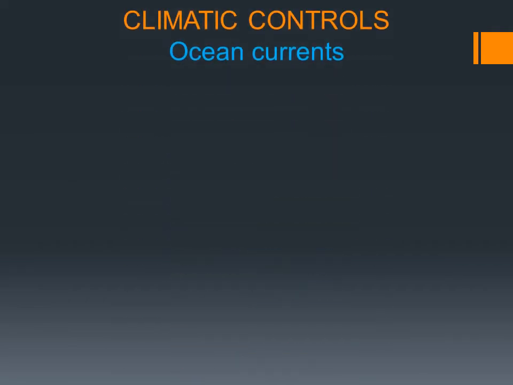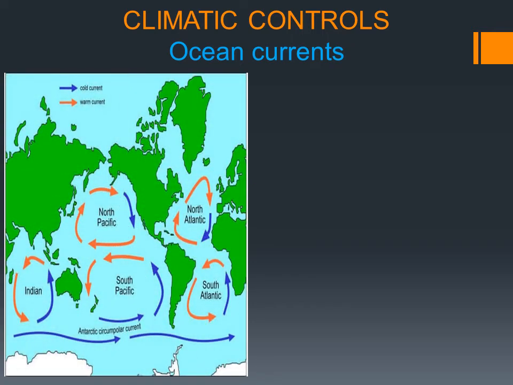Let us now see about some important climatic controls. First one, we'll take it as latitudes. So the earth is divided into imaginary horizontal lines called latitudes. We also call these latitudes parallels.